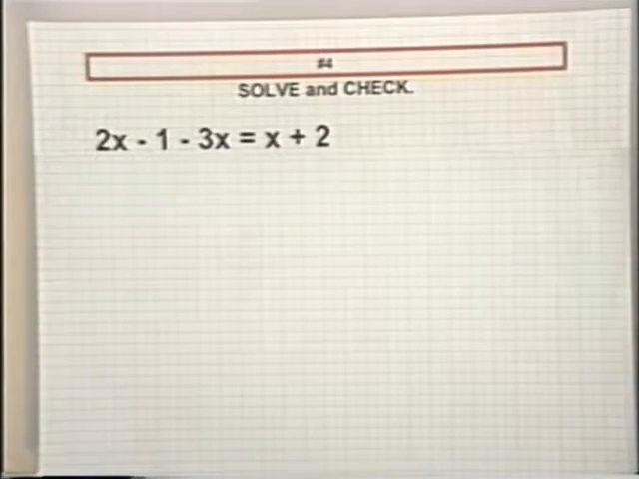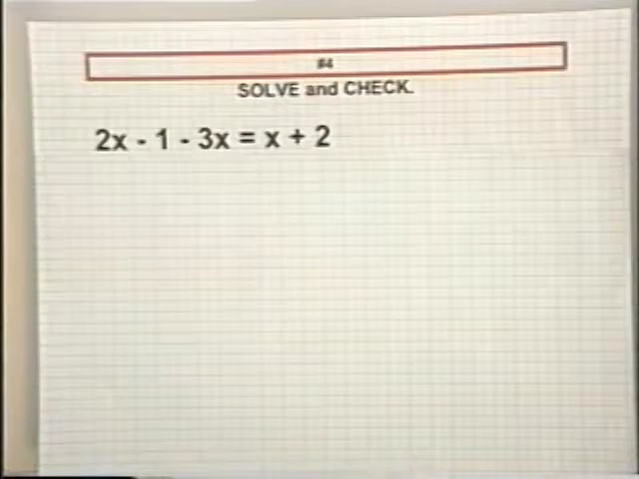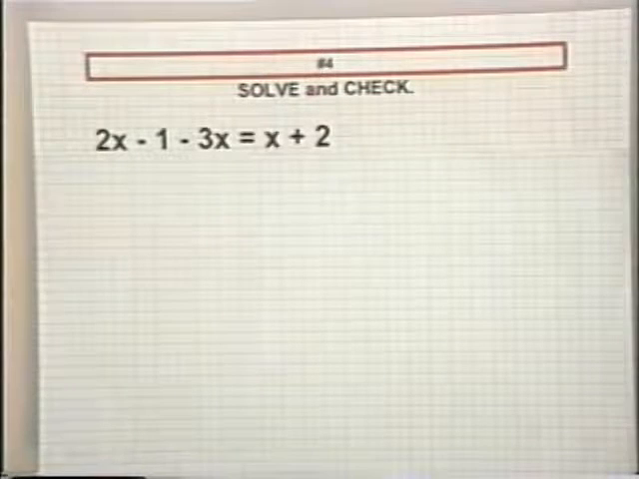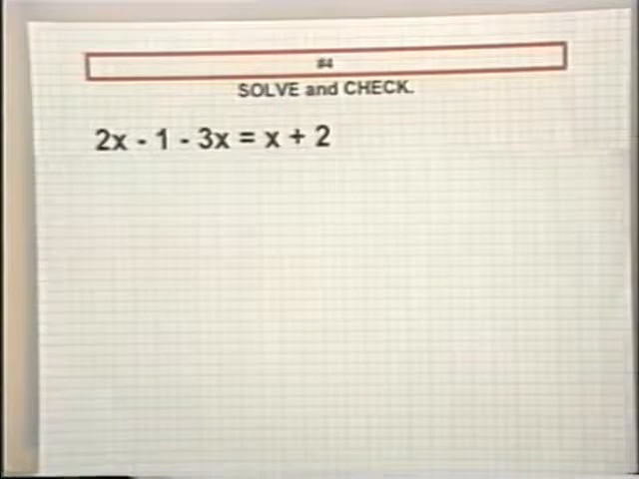Problem number 4, solve and check. I would like for you to work this problem. After you have solved and checked the problem, I shall give you the correct solution and shall work and check the problem so you can check your work. Now please pause the tape and work the problem.